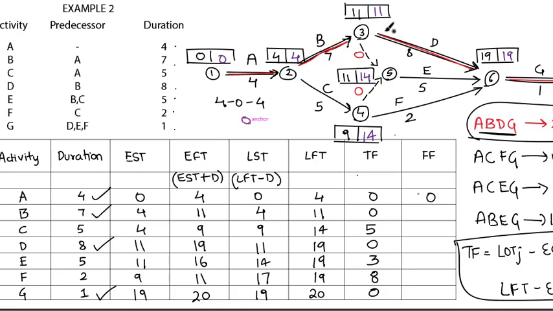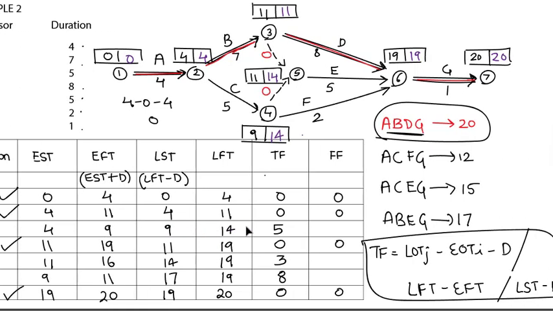Similarly, let's check it out for B. So 11 minus 4 is 7. 7 minus 7 is 0. So whatever the critical activities are, you can just simply close your eyes and put 0 on floats. So total float and free float values for critical activities will be 0. Now let's check it out for C. Since you put the same here, you cannot put the same for non-critical activities. Be careful.